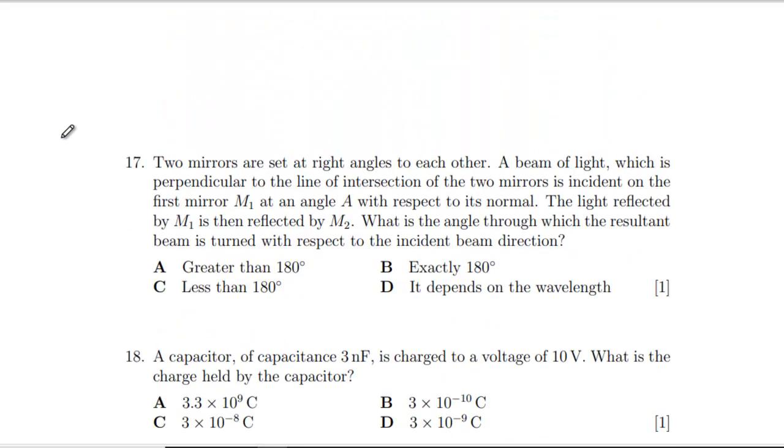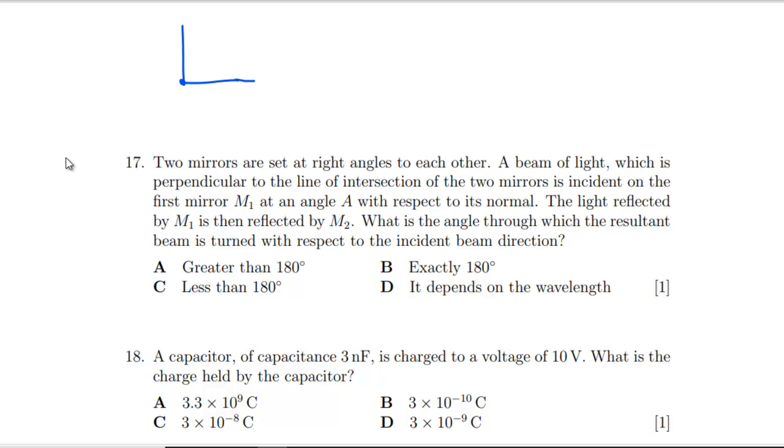Question 17, let's leave a bit of space as we got some. Two mirrors are set at right angles to each other. A beam of light which is perpendicular to the line of intersection of the two mirrors. Perpendicular to the line of intersection. All right, so it's not skewed. This is the line of intersection going in and out of the screen. So if it's perpendicular to that, it's just saying that the light coming in is in the plane of the screen, or the plane of the paper if you're doing this old school.